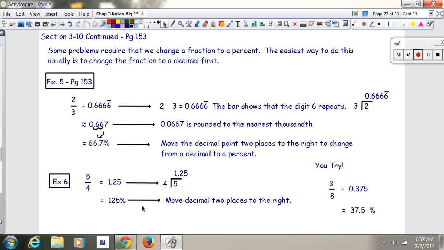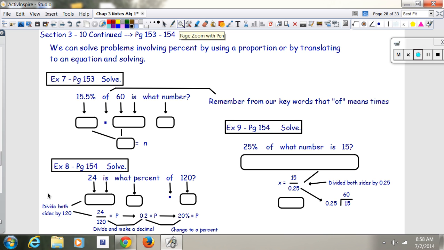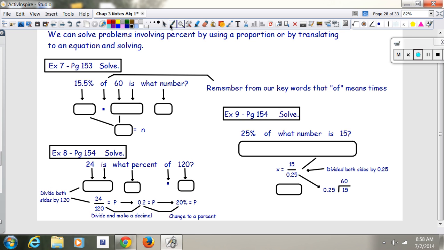These are pretty fast ones. Okay, we can solve problems involving percent by using proportion or by translating to an equation and solving. We've been learning all about equations, so we could translate these problems to an equation and we could solve them.